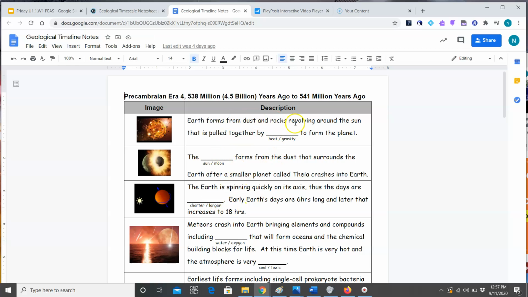So for example, Earth forms from dust and rocks revolving around the sun that is pulled together by, and the answer to that was gravity, so you would fill gravity in here. And you can do that by just simply typing it in.